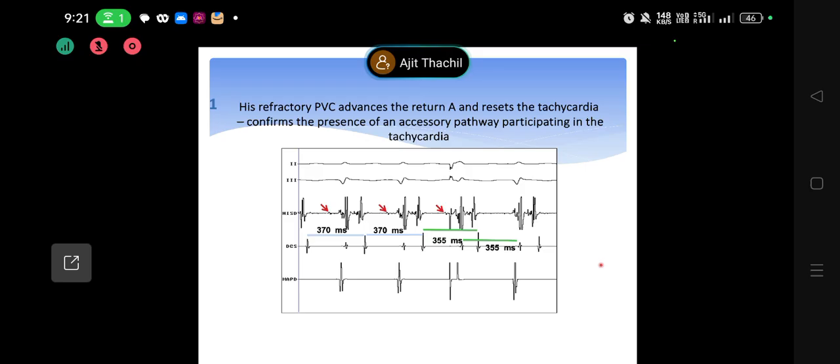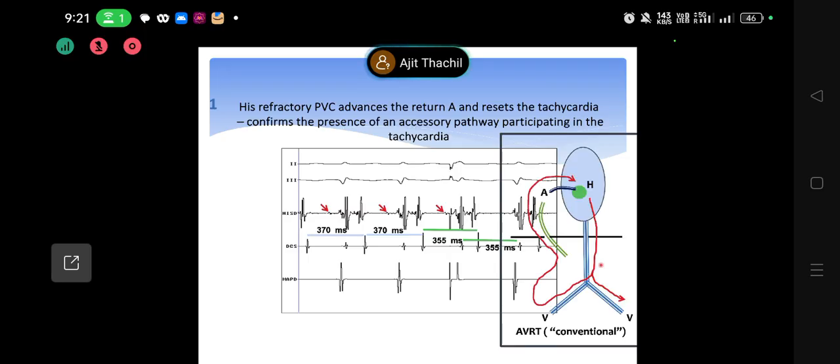So if the His refractory PVC advances the return atrial activation and resets the tachycardia, this confirms the presence of an accessory pathway participating in the tachycardia. So this is what is happening. This PVC has come at this particular point. His is activated and then the PVC comes. That PVC has gone up this accessory pathway. It has made this A early. That A has made the next H early. The H is not very clearly visible, but here it is. It is also early. And that H has made the next V early. So this is the simplest translation of this concept.